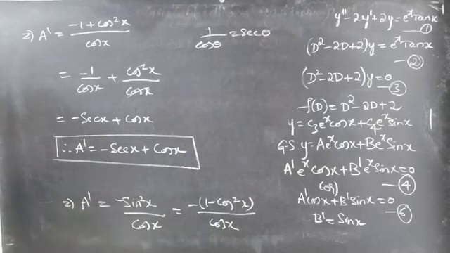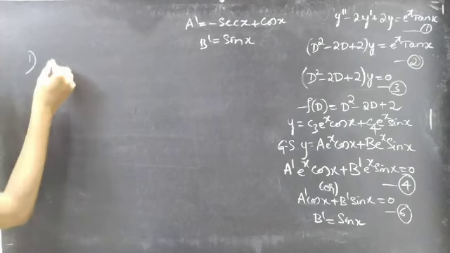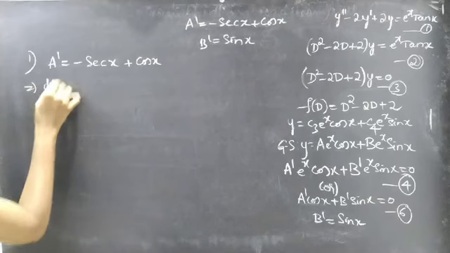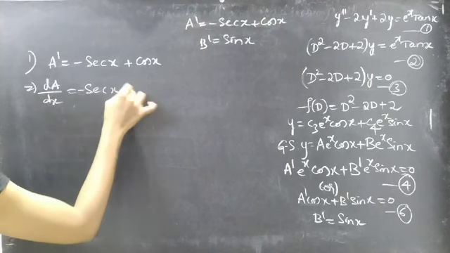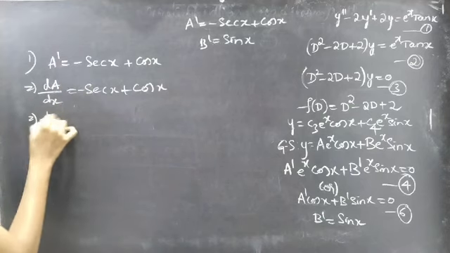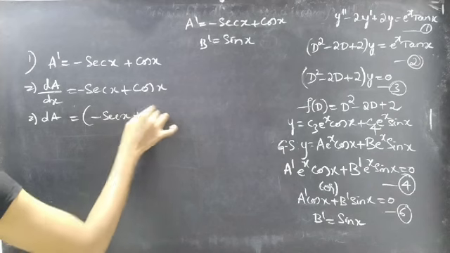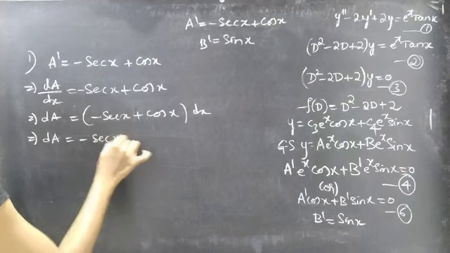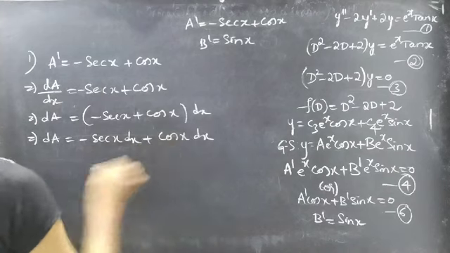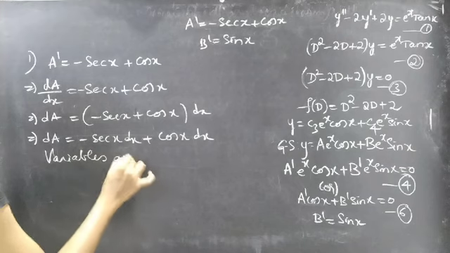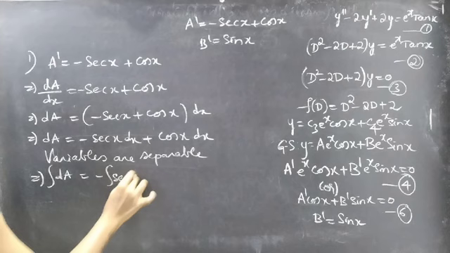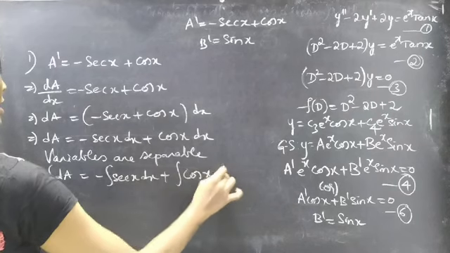We got A dash and B dash. Let's now find A and B using A dash and B dash. We have A dash equals minus secant x plus cos x, where A dash is nothing but the derivative of A with respect to x. Now let's separate the variables by taking the differential dx to the RHS. We get dA equal to minus secant x dx plus cos x dx, where the variables are separable. So we can perform integration here: integral dA equal to minus integral secant x dx plus integral cos x dx.